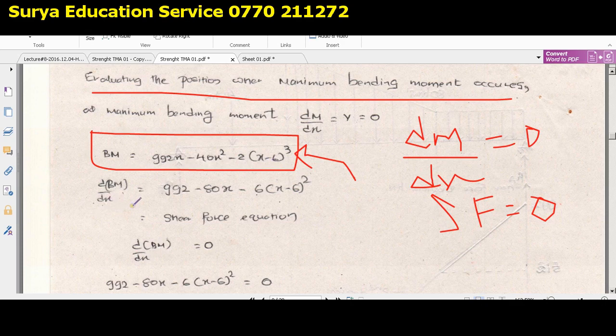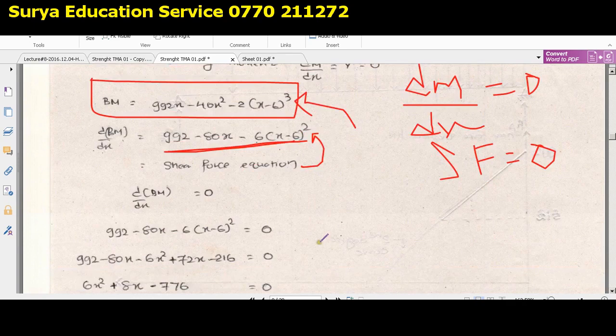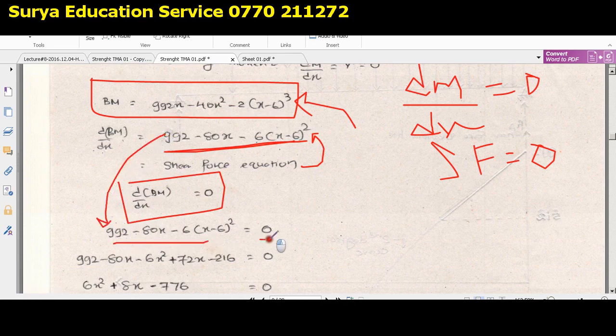So differentiate that with respect to x once. 992x minus 40x squared minus 2 times (x minus 6) to the power 3. Differentiating, it is 992 minus 40 into 2 into x minus 2 into 3 into (x minus 6) to the power 2. That's it. This is the derivative, and this equation also represents the corresponding shear force equation. When the bending moment is maximum, dM by dx equals 0, so this should equal 0.